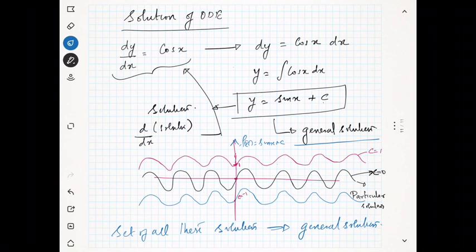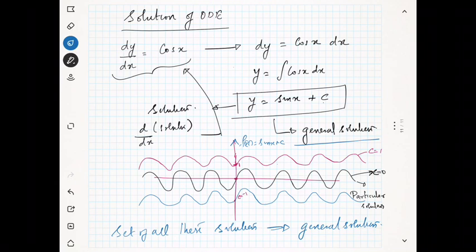According to the constant, there may be a different set of functions. You can get a lot of functions. So the set of all these functions, we will be calling the general solution. And for a particular value of constant c, we will be calling the solution a particular solution. So we have general solution and particular solution.